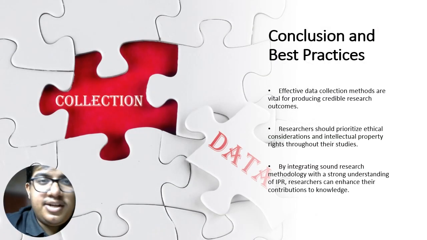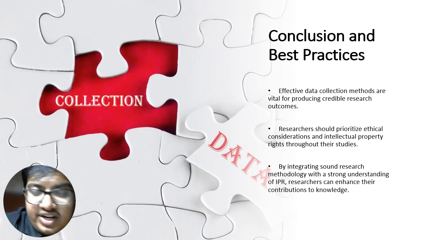Now, the conclusion and the best practices that we can follow: effective data collection methods are very vital, so they must be followed and used properly. The researchers should prioritize ethical considerations. That is, as we mentioned, you shouldn't do anything such as plagiarism, fabrication, falsification, which leads to a very bad name. And by integrating sound research methodologies with a strong understanding of IPR, researchers can enhance their contribution to knowledge.